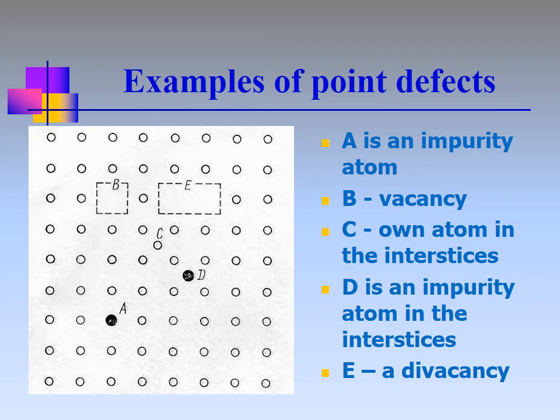What is this effect? The first, as noted above, point defects have a very large effect on many properties of the crystal. These include, first, density. The density of the material decreases with increasing vacancy concentration.